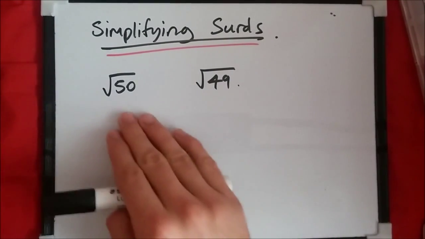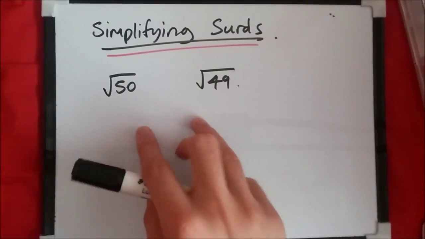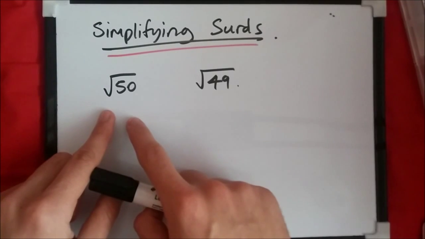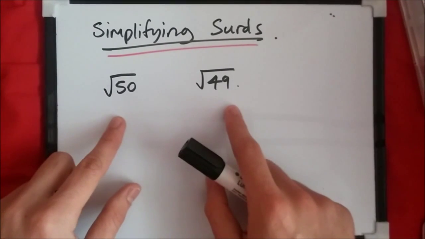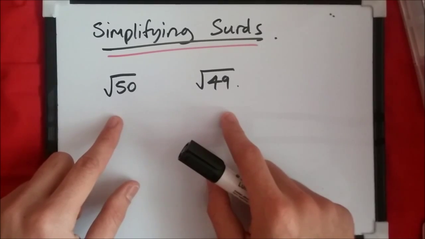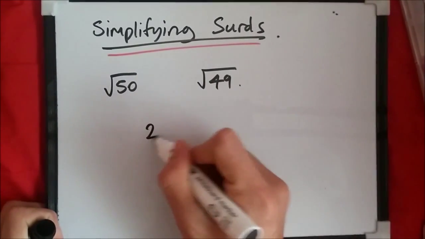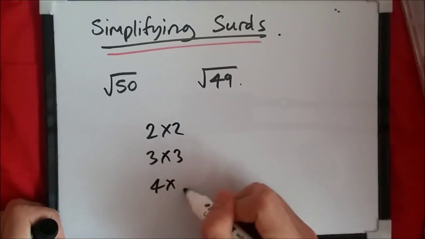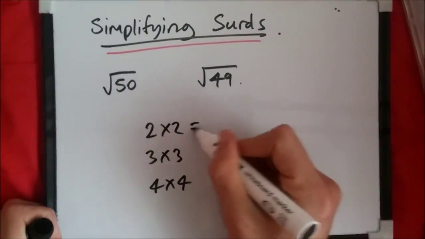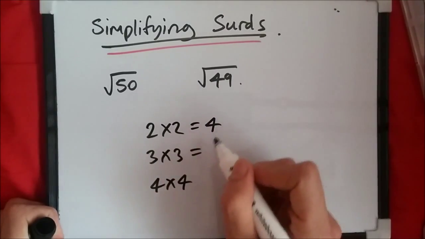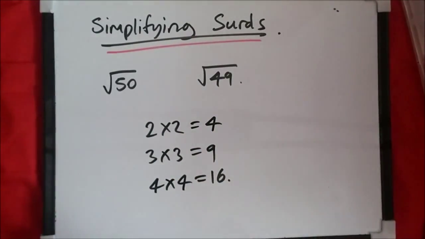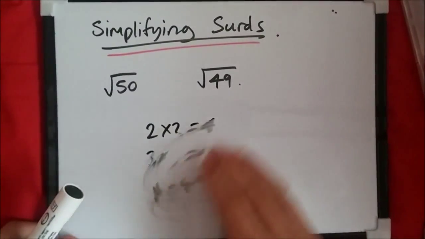So consider these two examples: square root 49 and square root 50. It really helps that you know your times tables, especially your square numbers. Square numbers are like 2 times 2 or 3 times 3, 4 times 4. They're numbers that multiply by themselves to give clean answers: 2 times 2 is 4, 3 times 3 is 9, and 4 times 4 is 16. So these are your square numbers.